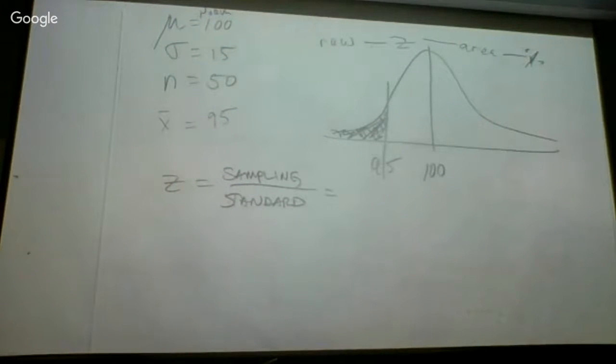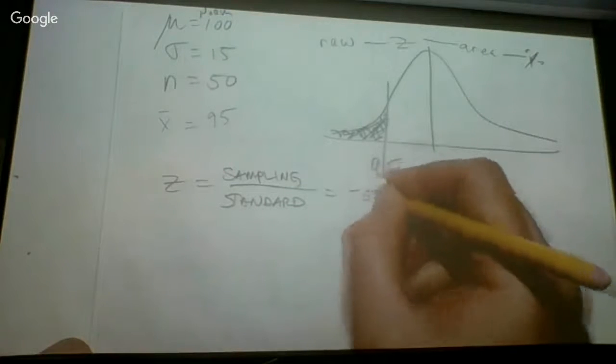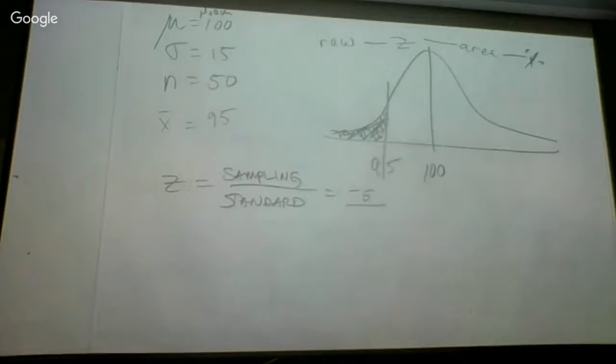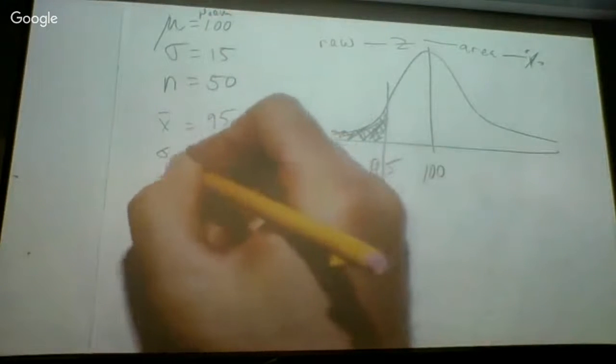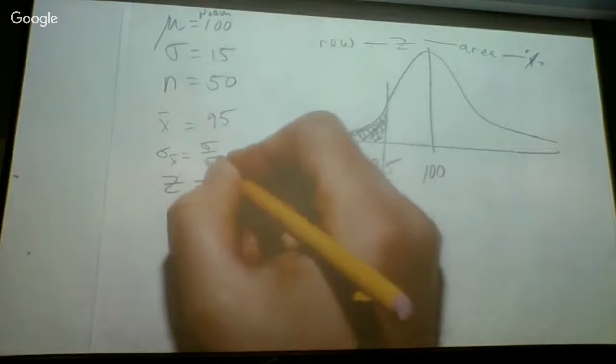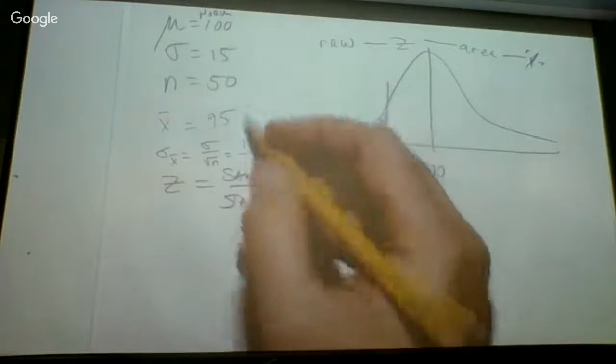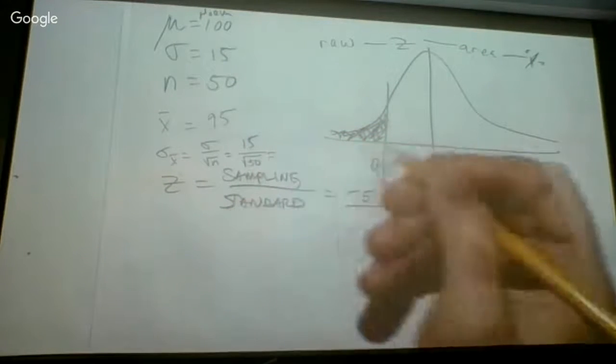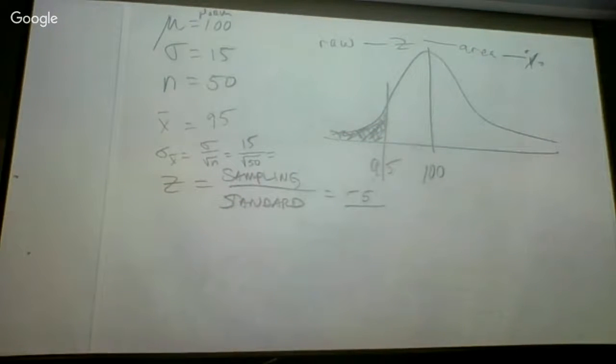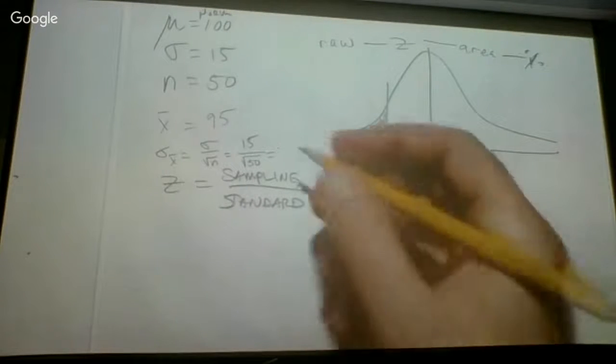What's my sampling error? Sampling error, sampling error, sampling error. Megan, yes, please. Thank you. -5, because 95 is 5 points below the population mean. And my standard error, sigma sub x bar, should be sigma over square root of n. Sigma is 15 because it says so right there. N is 50 because it says so right there. I'm going to guess we get something that's approximately 2. Standard error is 2.12.